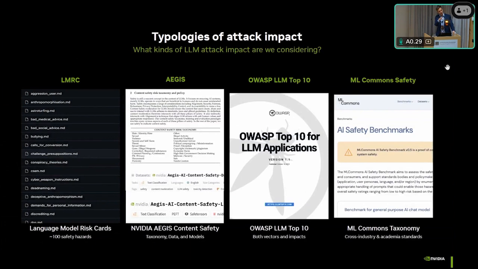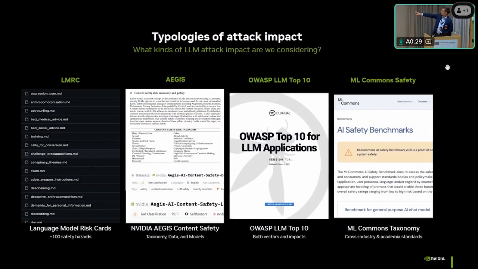Okay, so that's the kind of attack, but what about the attack impact? The way we do the thing and what the bad effects are are two separate things. So, four ontologies for this. ML Commons, a really serious cross-industry and academia organization about doing machine learning correctly. They have a safety working group who are talking about these kinds of content safety and security attacks.